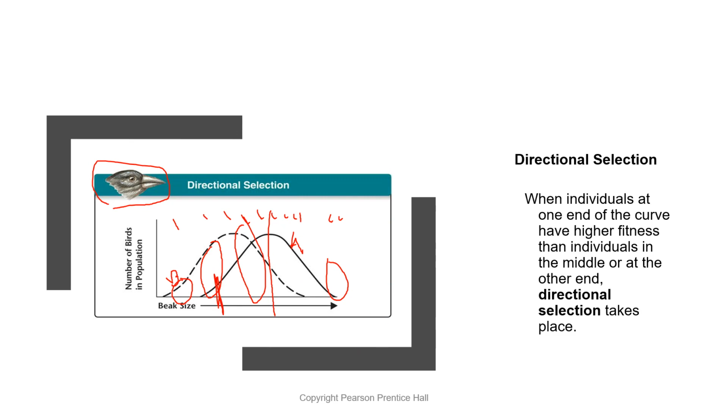with this curve. So with directional selection, this is when individuals at one end of the curve have higher fitness than individuals in the middle or the other end. Okay, and so we can see it's going to shift in one direction. Okay, so it could go in this direction, or maybe a selection event would cause it to go to smaller beaks.